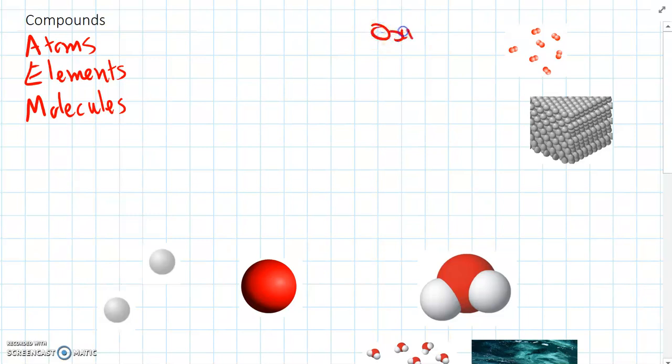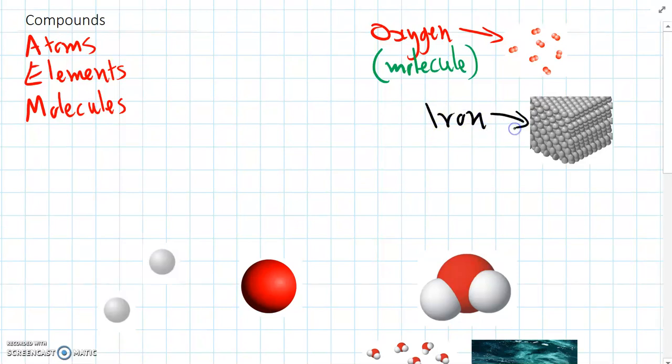We've got oxygen here, and oxygen exists as two oxygen atoms joined together as a molecule. And then another example of an element is a metal, something like iron. And iron exists as a lattice. It's got lots and lots of iron atoms all joined together in lots and lots of repeating layers.